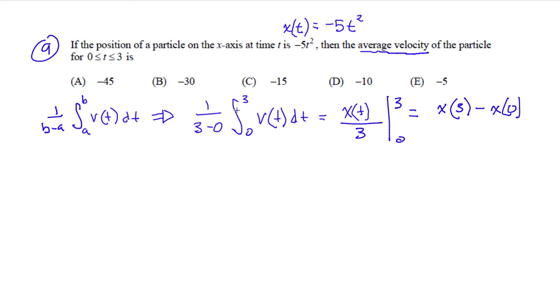And if I was being very formal, I could copy that 3 minus 0 all the way over here, and you'd get that same formula that we had, 3 minus 0. But it's really just 3 on the bottom. What is x of 3? What is x of 0?